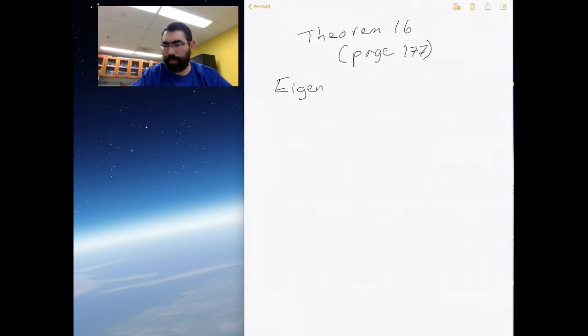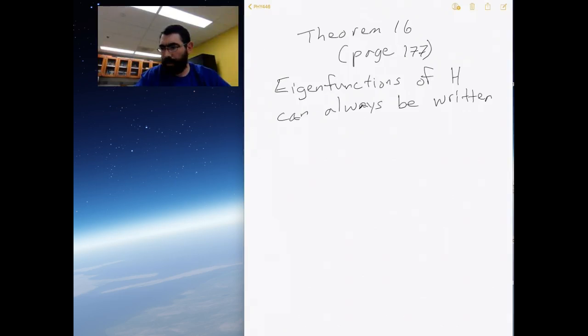In this video, what I'd like to do is go over theorem number 16 on page 177 of the textbook. So theorem 16 says that the eigenfunctions of a Hamiltonian H can always be written as real functions in the coordinate basis.